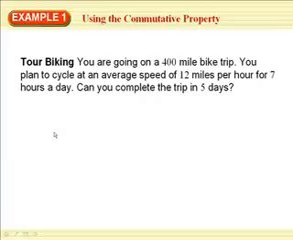So example 1 says, tour biking, you are going on a 400-mile bike trip. You plan to cycle at an average speed of 12 miles per hour for 7 hours a day. Can you complete the trip in 5 days? Well, you're basically seeing, can you go 400 miles if you go 12 miles per hour for 7 hours a day, and you're going to do that exact thing for 5 days. So you're basically multiplying 12 times 7 times 5.